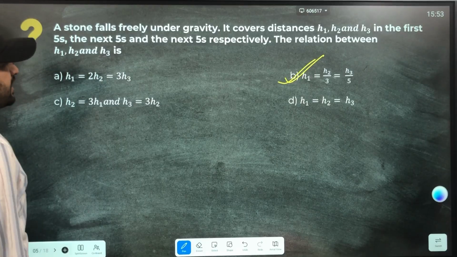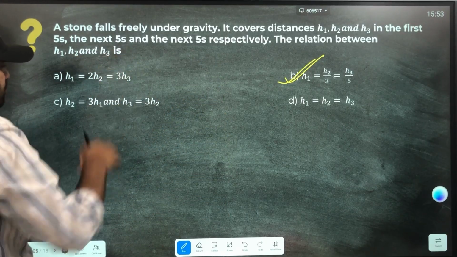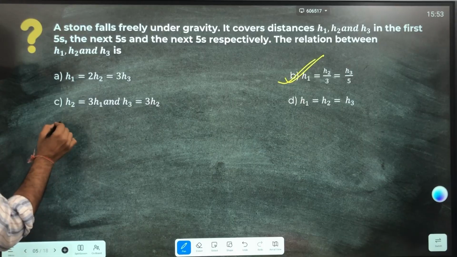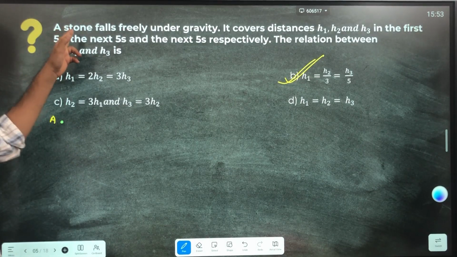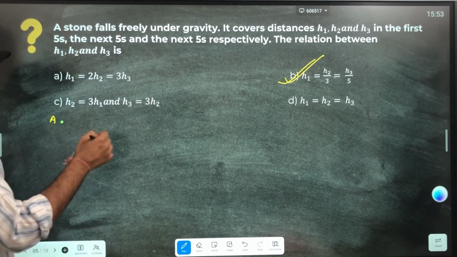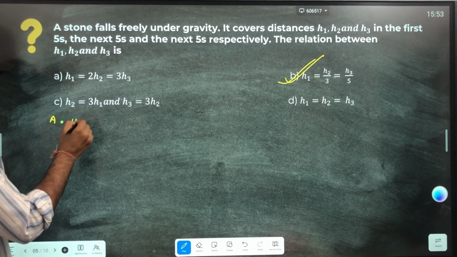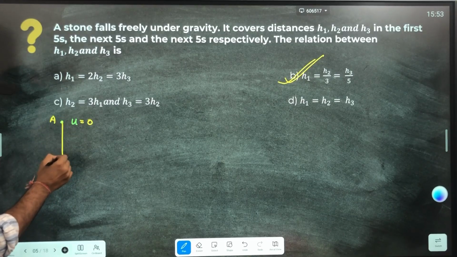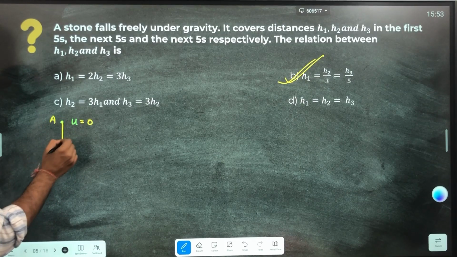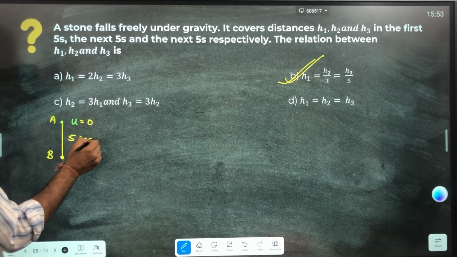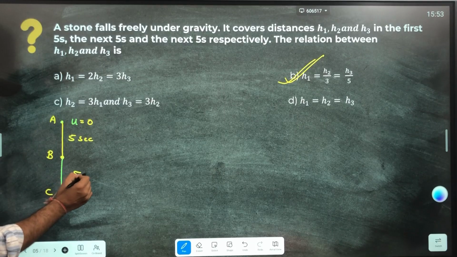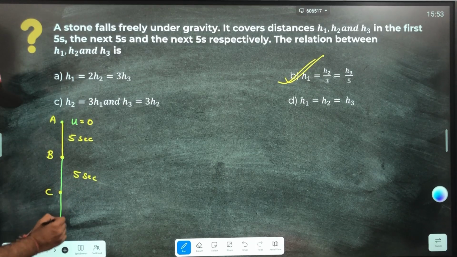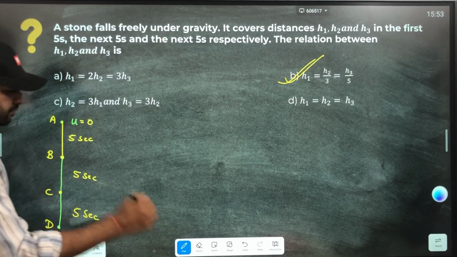The question asks for the relation between h1, h2, and h3. Let me come back to the problem. Let's say you are releasing an object. The object is a stone. A stone is falling freely under gravity. So what's its initial velocity here? 0. And it is going from A to B in what time? Sir, it is going in 5 seconds. Fine. Now B to C, again 5 seconds. And C to D, again 5 seconds. I hope this is clear.